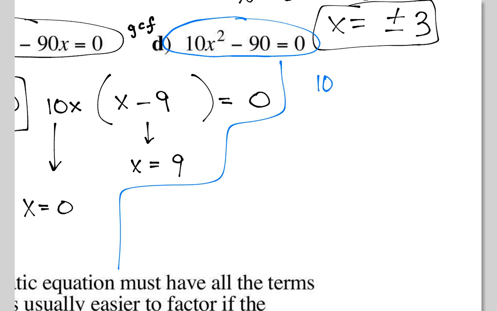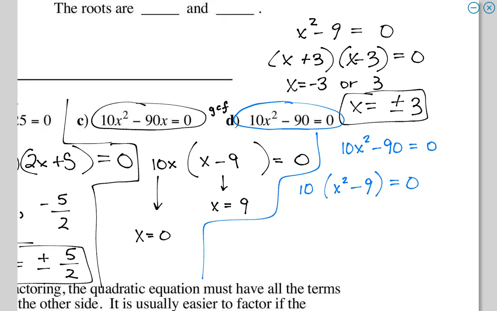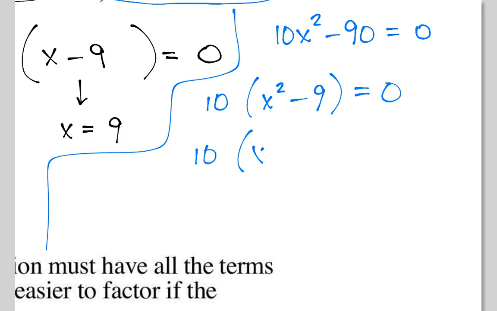So we got 10x squared minus 90. This one's a little bit different because there's no x on the second term. So what's the only factor you can take out? 10. So 10 comes out, and what are you left with? Oh, what the heck? Didn't we just do that? That was lucky. We just did that one, right? That was just pure chance, by the way. I didn't know that was coming. I swear. So then you can keep factoring that. You get x plus 3 and x minus 3.